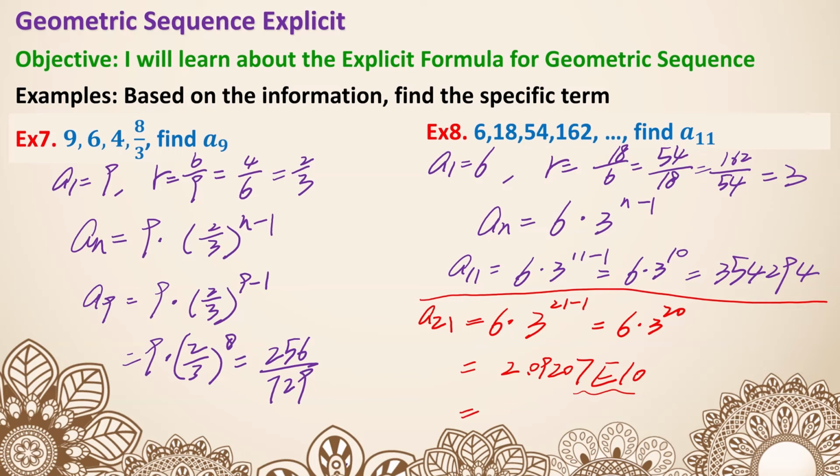A lot of time when it's asking to represent it using the scientific notation, you're going to be asked to round to 3 decimal places. So 2.092. The E10 actually means times 10 to the 10th power. It's always going to be a base 10, and whatever the number is after E, that is going to be the exponent for 10. So that's the answer for a sub 21.